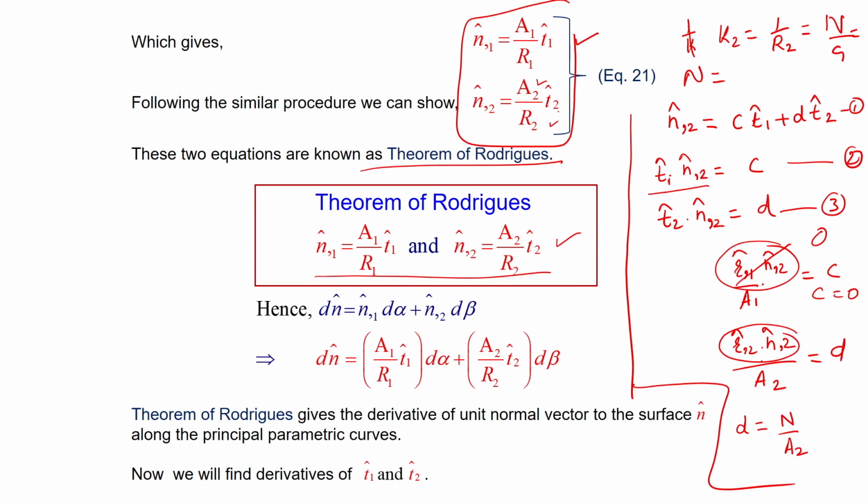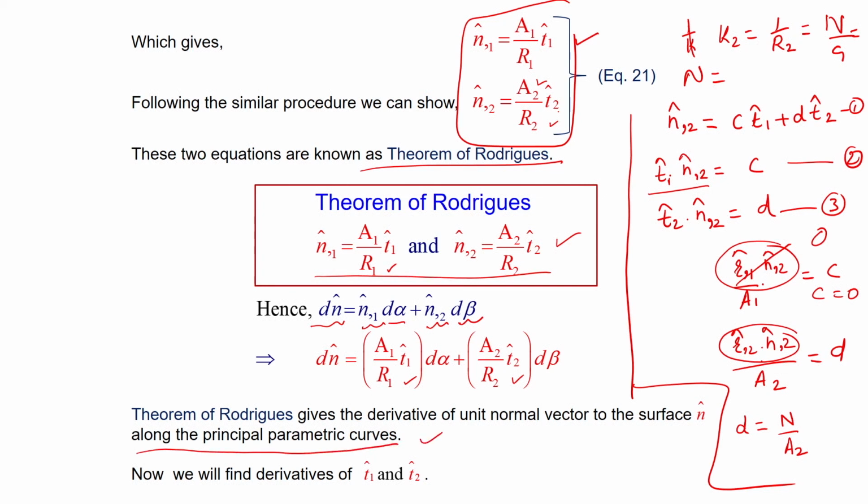Now, we can derive some more relations. Let us say dn will be n comma 1 d alpha plus n comma 2 d beta. So n comma 1 can be replaced with the help of this, and n comma 2 can be replaced with the help of the theorem of Rodrigues. That gives the derivative of the unit normal vector of the surface along the principal parametric curves.